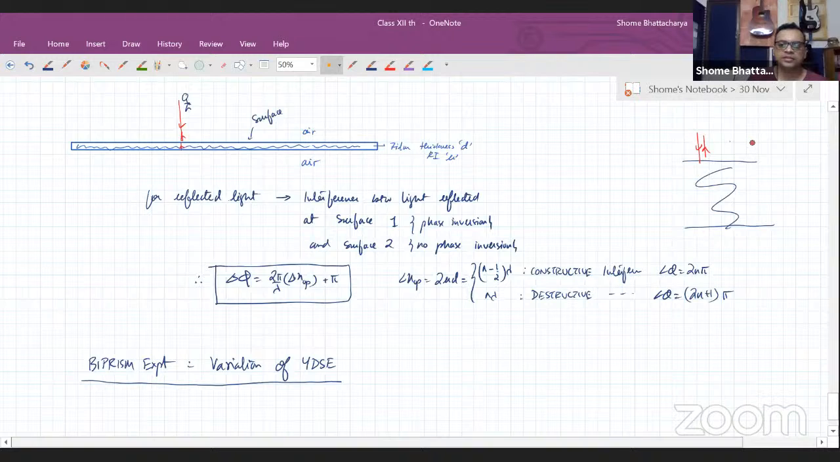But the light which is transmitted through this and then reflected here, on the other side there is air, so here there is no phase inversion. So at surface 1 there is phase inversion, but for reflection at surface 2 there is no phase inversion. So ultimately the interference is happening between light reflected at surface 1 and surface 2. So the phase difference involves not only the optical path difference but also the phase inversion. Is it clear, Samik?